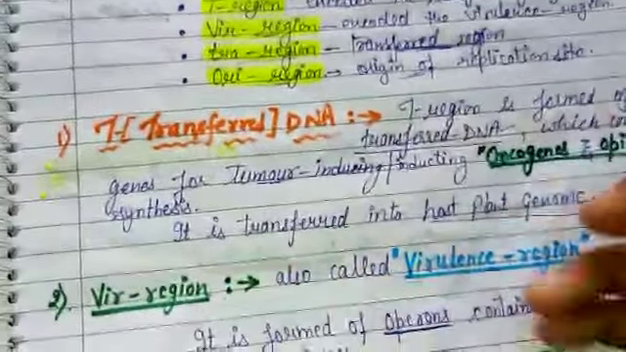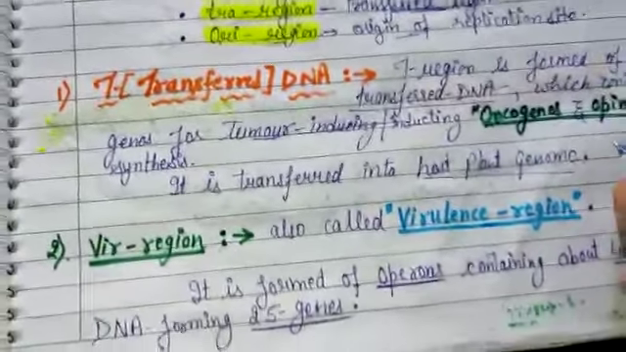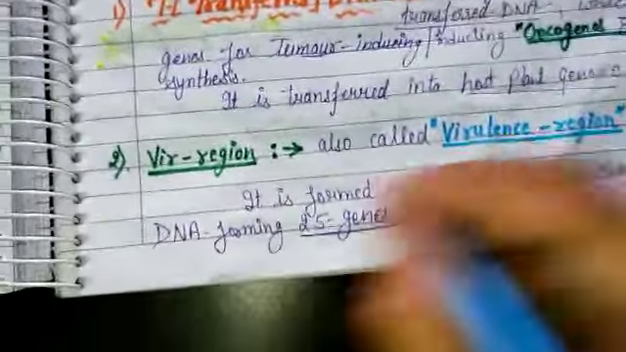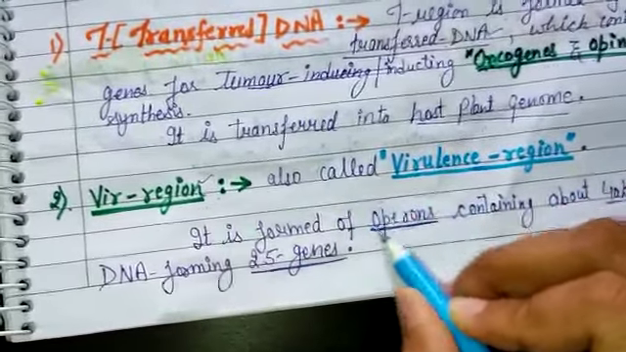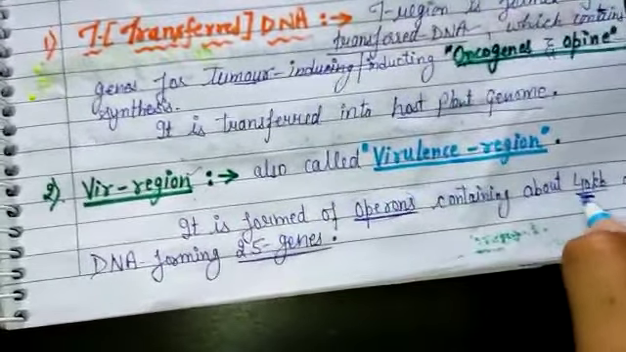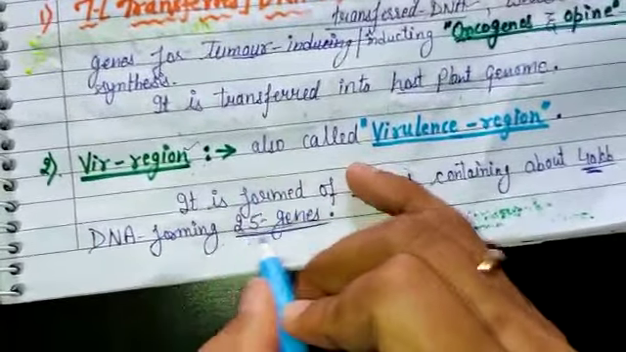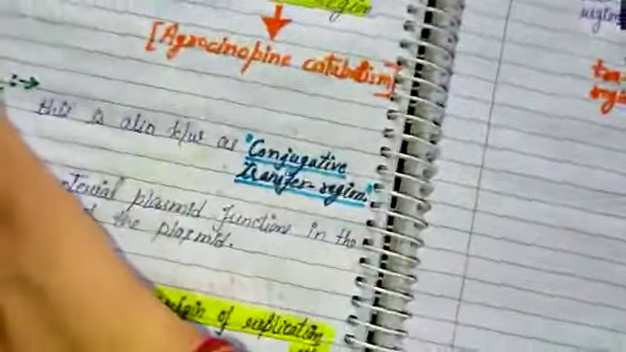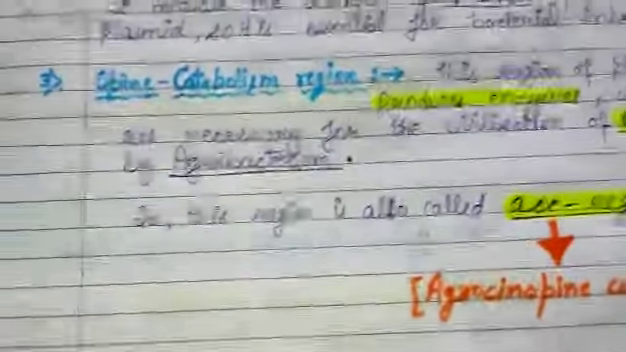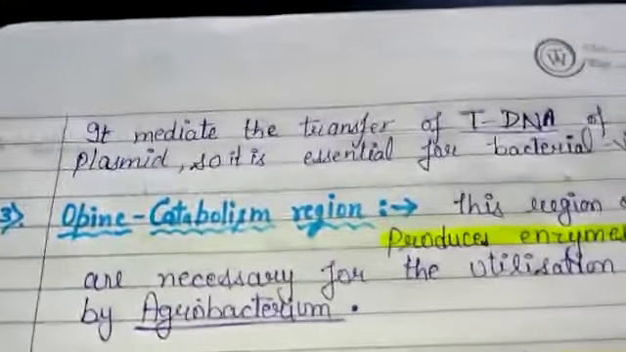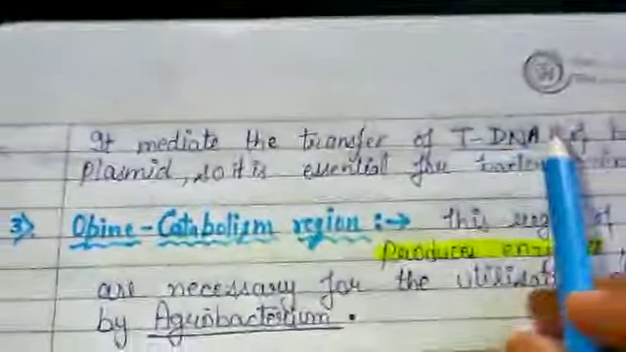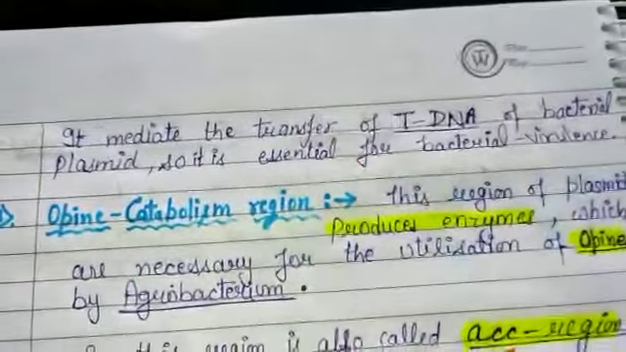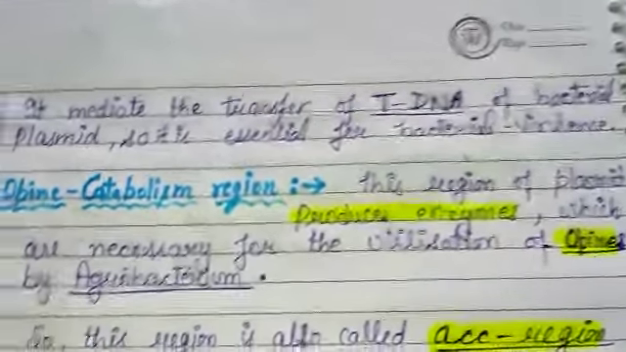For the host cell we can take, for example, E. coli. Next is the Vir region. The Vir region, also called the virulence region, is formed of an operon containing about 40 kb of DNA forming about 25 genes. The Vir region mediates the transfer of the T-DNA of the bacterial plasmid, and it is essential for bacterial virulence.